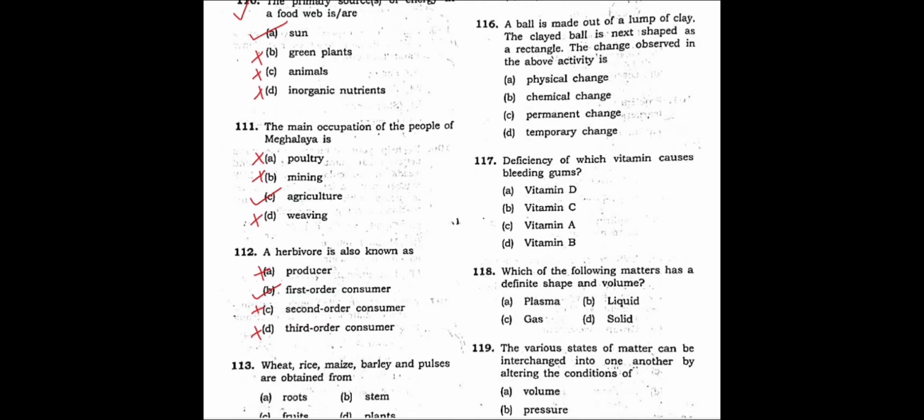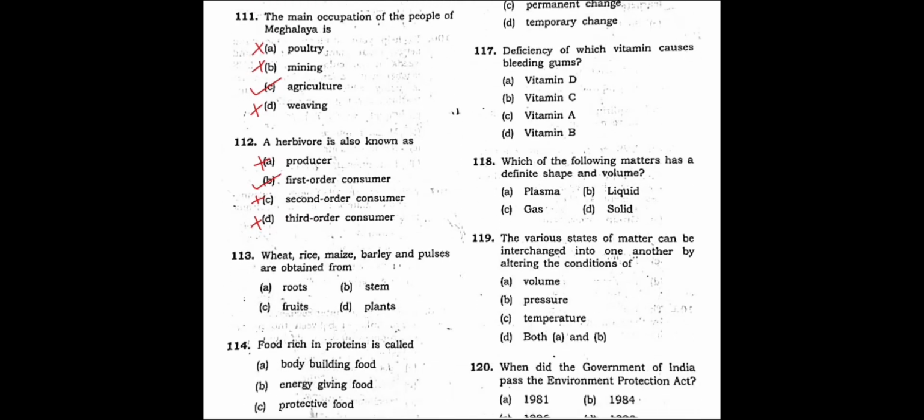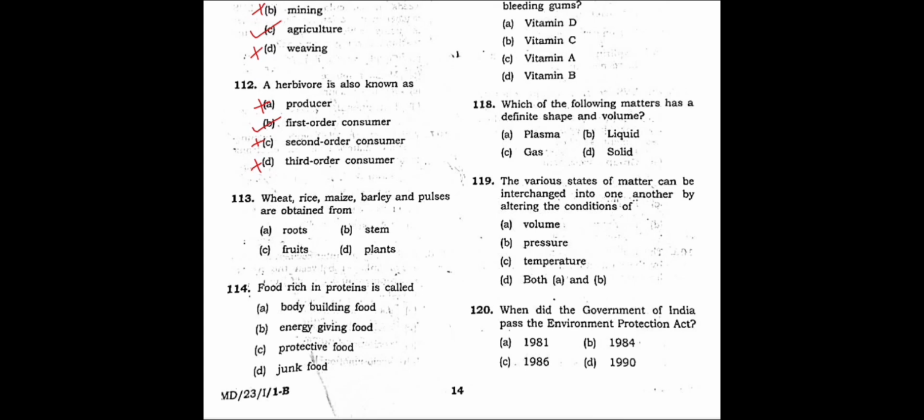So this is question number what? Question number 112. Now let us come to question number 113. So here let us see wheat. You know what is wheat, right? From wheat atta is made. Then rice. Rice we know the staple food of our state, right? We the people of Meghalaya, we love to eat rice more than wheat.